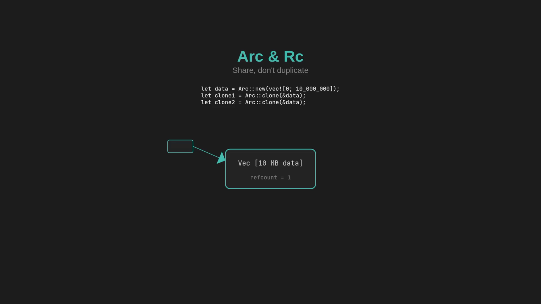Let data is equal to Arc::new, which has around 10 million records, and we are cloning it into two different variables. So here's the magic. All three variables point to the exact same 10 megabytes of data. When you call Arc clone, Rust does not copy the vector. It just increments a counter that tracks how many owners exist. The cost: one atomic increment operation, about 1 to 2 nanoseconds. Doesn't matter if the data inside is 10 bytes or 10 gigabytes.